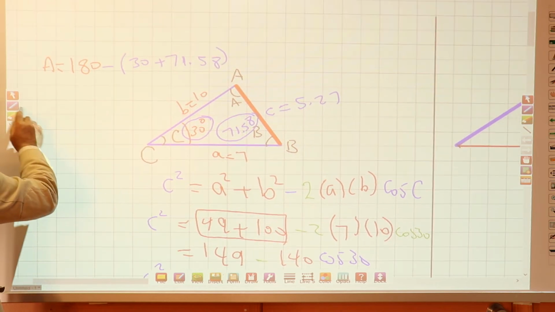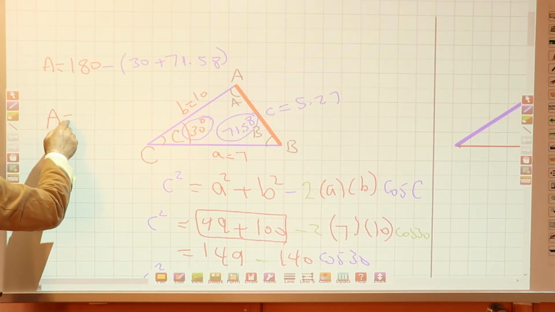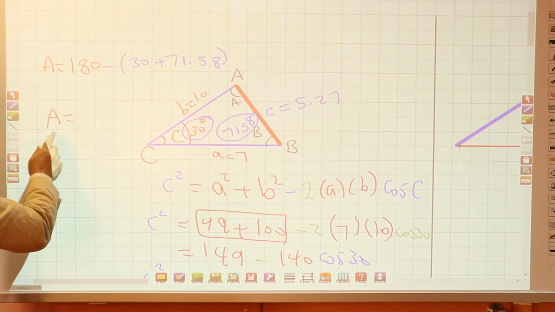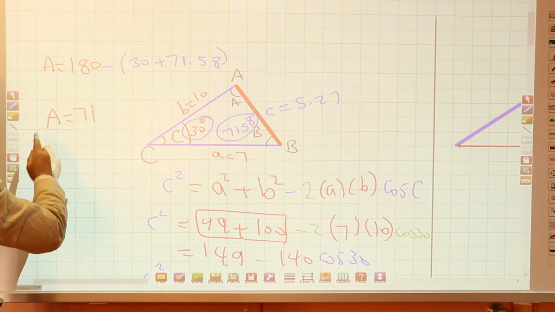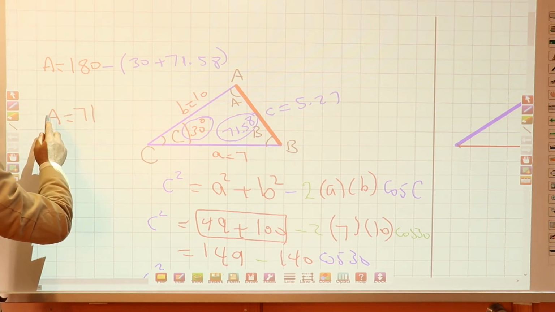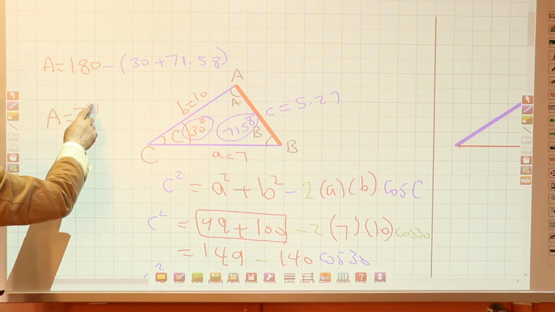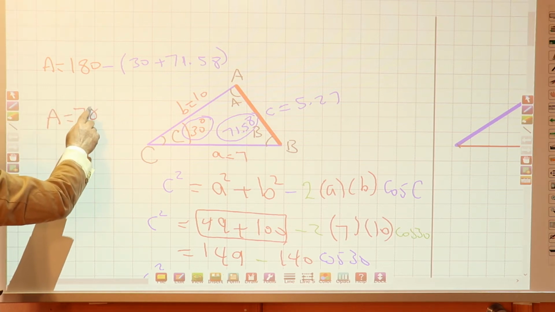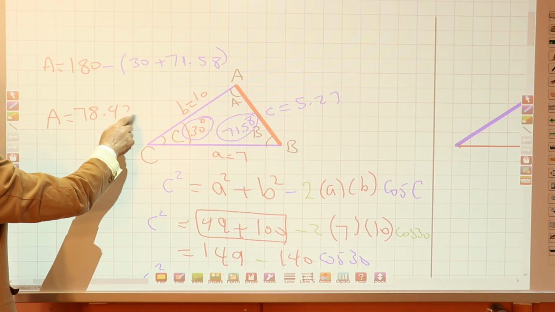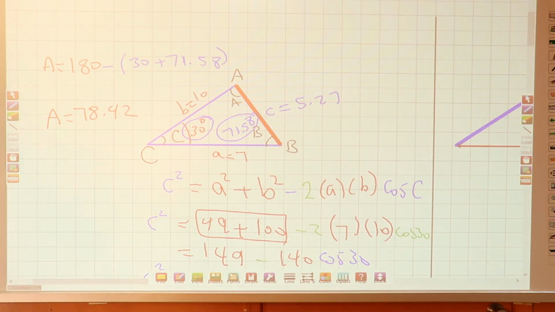A equal 71, 78, 42. Okay. Then, this is the first example.